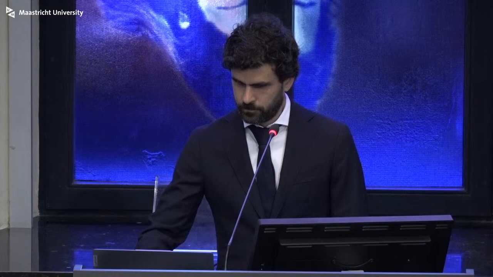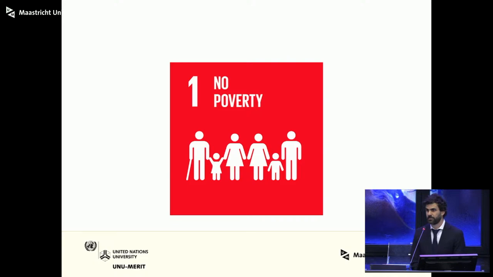Poverty, and the eradication of poverty in particular, is a top global priority in the development agenda. Traditionally, we've measured poverty using income and consumption data. This is a straightforward approach that many of us will be familiar with, for example, the World Bank's poverty lines. But is this enough?